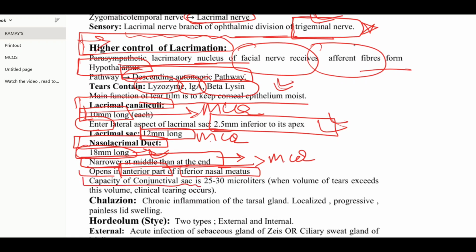Capacity of the conjunctival sac is 25 to 30 microliters, frequently asked. When volume of the tear exceeds this volume, clinical tearing occurs.